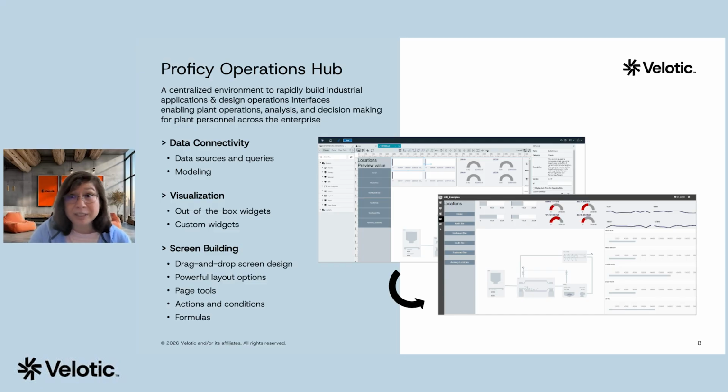So some of the building blocks that we give you are things like data connectivity, having access to both the Proficy suite full of products data and third-party data sources as well. We include modeling. So if you want to go ahead and take your data and structure it, we allow for that. We provide different types of visualization in the form of out-of-the-box widgets, but you can also create your own. And finally, we have this area for screen building. And the basic idea is you can drag and drop different elements onto the page. You can bind them to data and save it and view your data on your screen when you launch it.